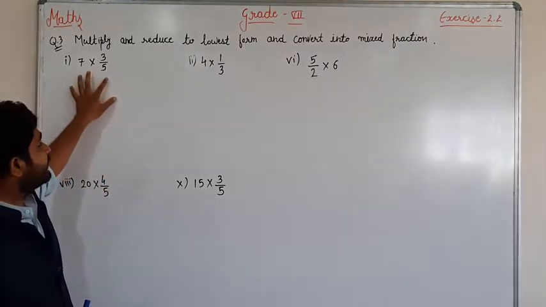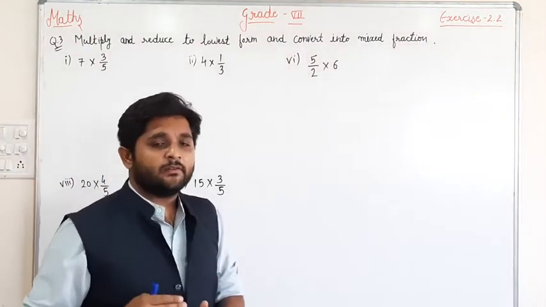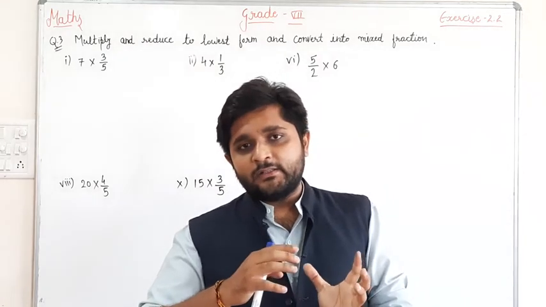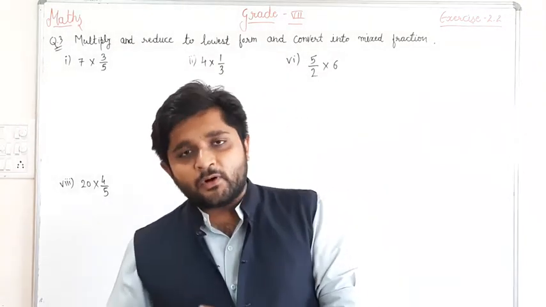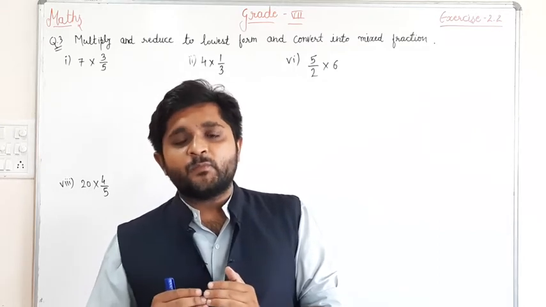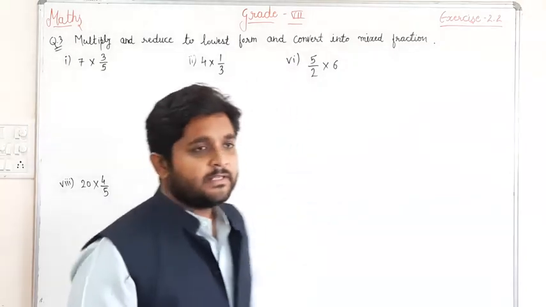First of all, we have to multiply, and if anything from the numerator and denominator can be cut, we can cut it and convert it into the simplest form or lowest form. Then, if the fraction is improper, we have to convert it into the mixed fraction. So friends, let me start.